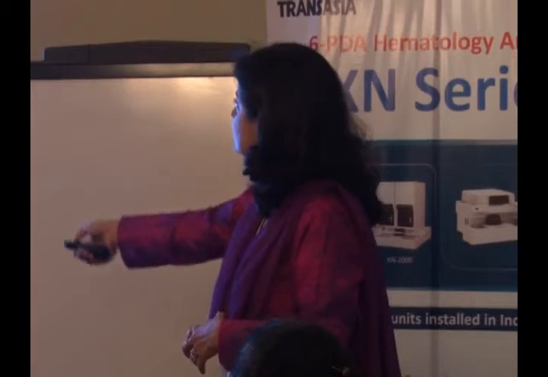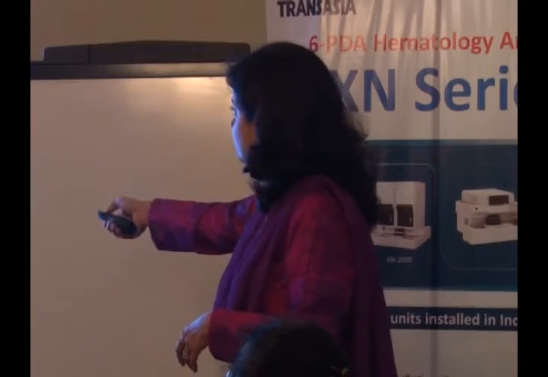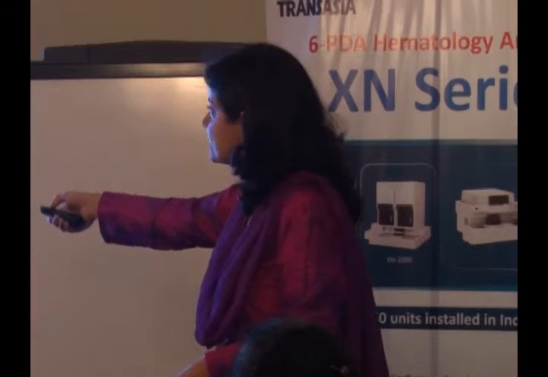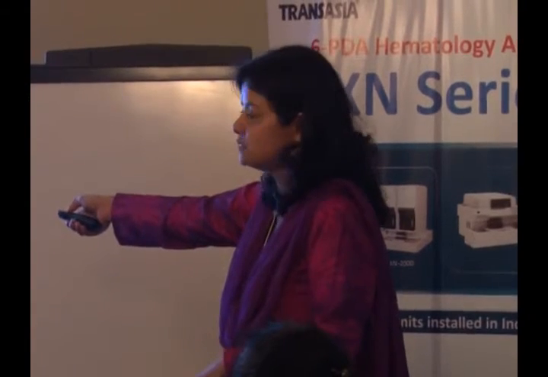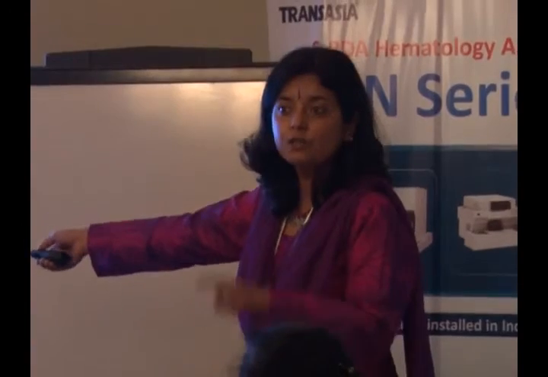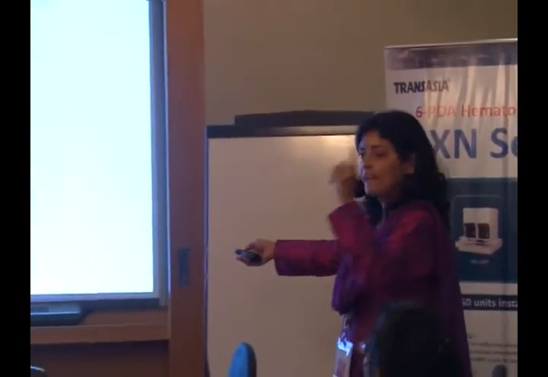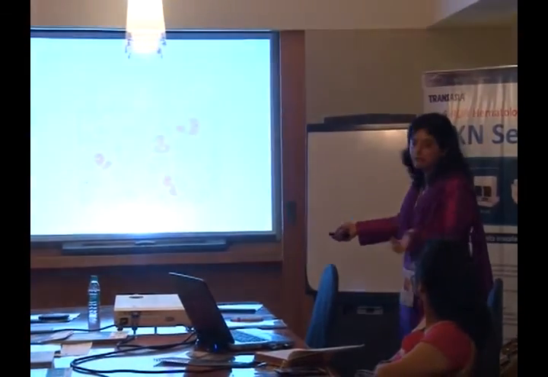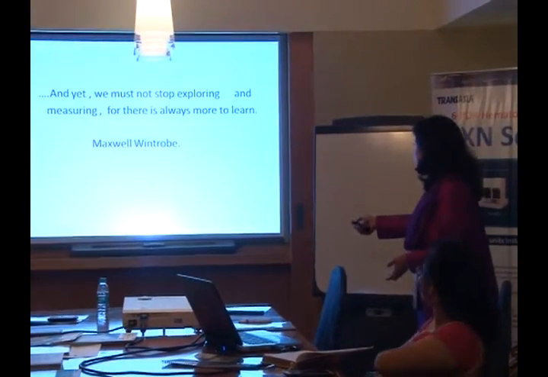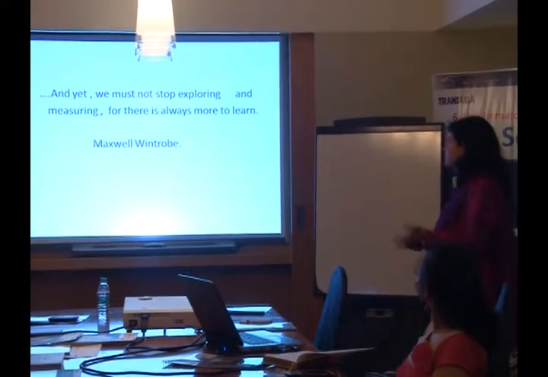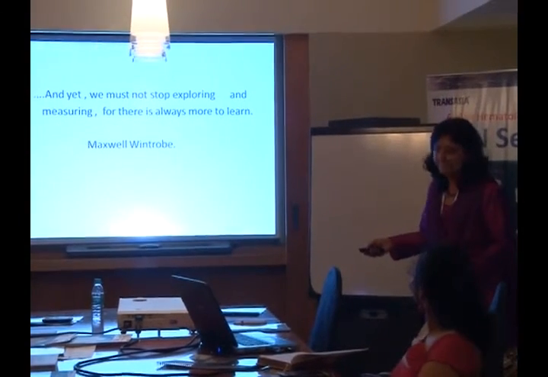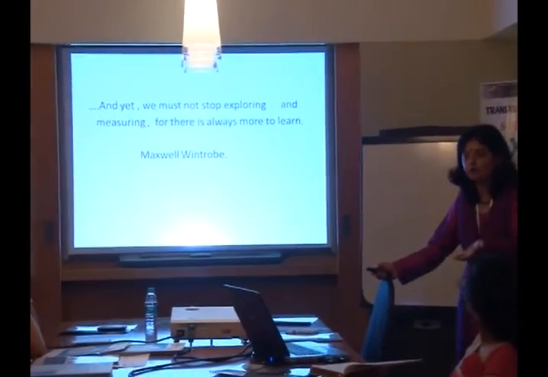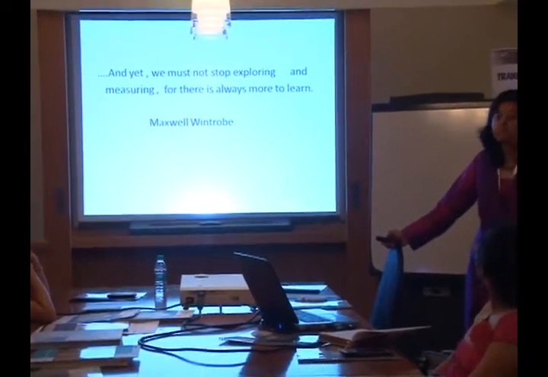So we had an NH750 in another hospital, and we sent the same sample there. Even their machine gave the same differential, no eosinophils, but manual eosinophils was 67. So the NH750 and the XE both had missed the eosinophils. So all that is automated is not the answer. But yet, as Winthrop says, we have to explore, we have to measure, because there is always more to learn. And there are newer parameters, as I said, what is new may not be novel.